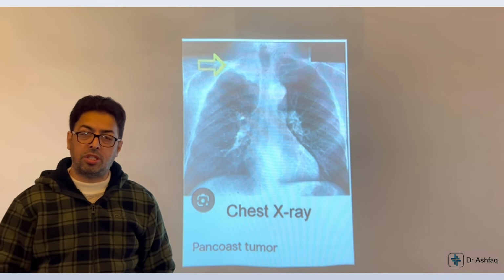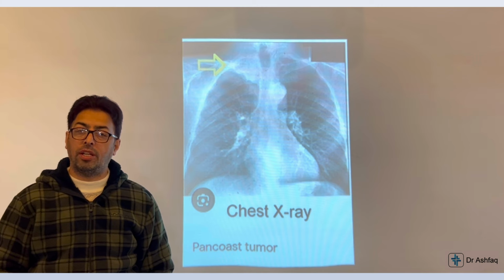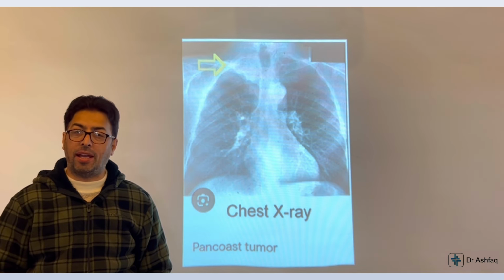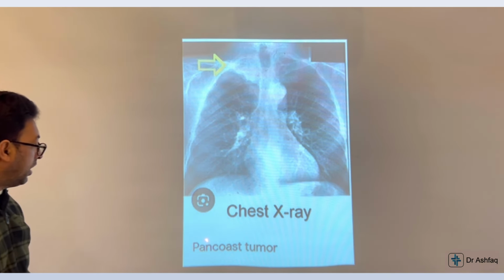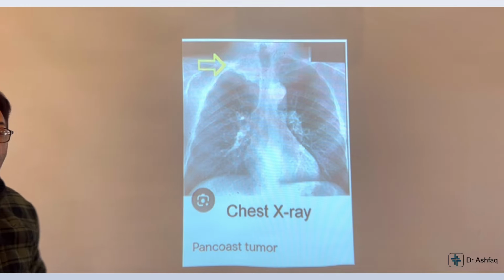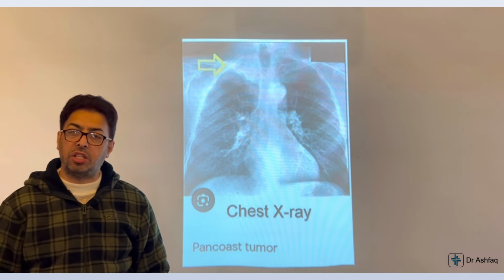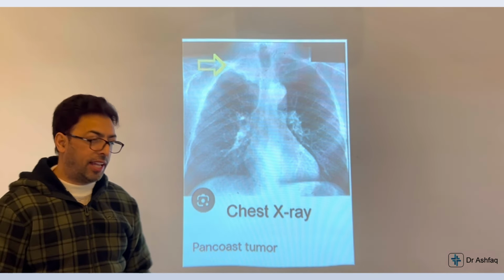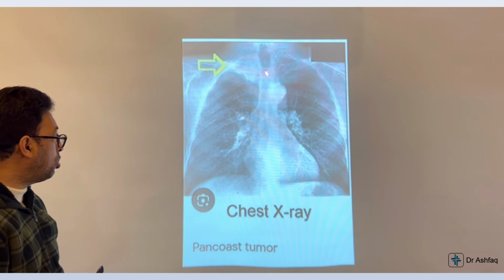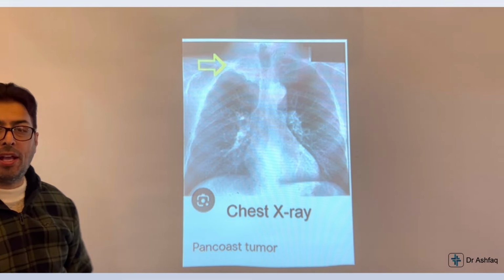All these terms are synonymous with the same entity, the apical lung tumor, which is given the name Pancoast tumor. It is a question very frequently asked by the examiner, a favorite of the NEET PG examinations, and you have to remember that this is usually present at the apex of the lung.